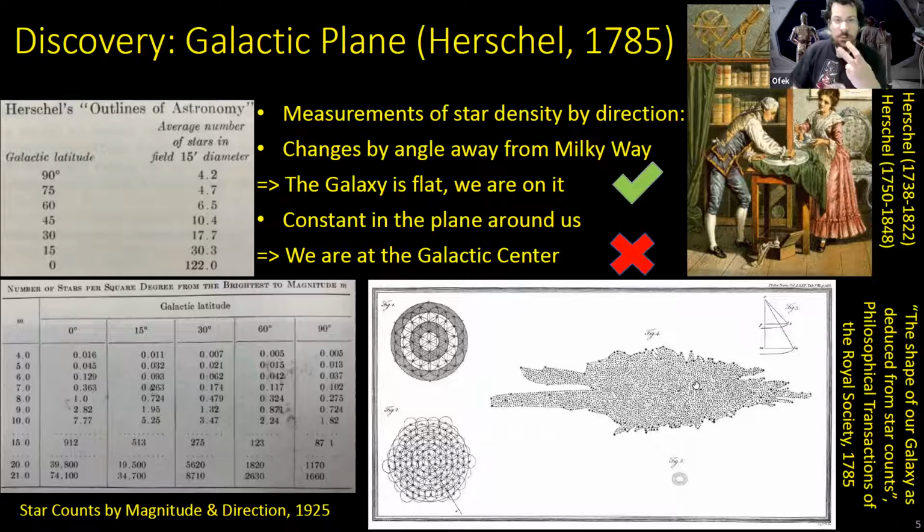Okay, so these are two symmetry arguments, complementary ones. There is no symmetry in the angle out of the plane, and that's what indicates that the shape is in fact a plane. But there is symmetry in the plane, around the axis perpendicular. And from this, he concluded that we are the center of the galaxy. Any questions so far?